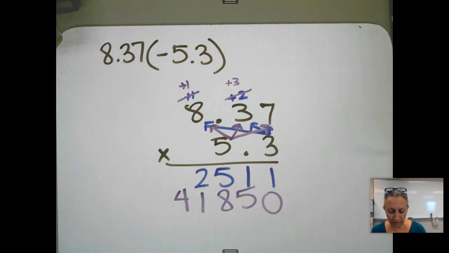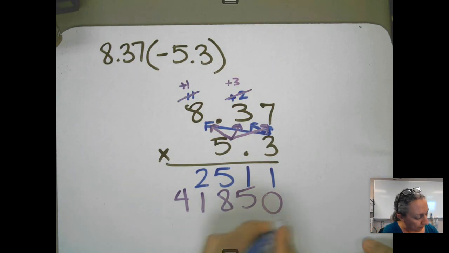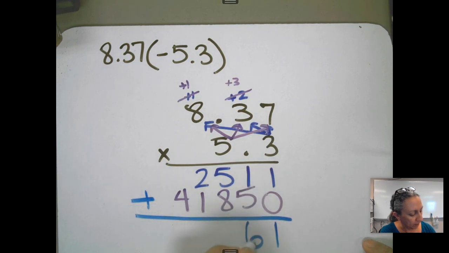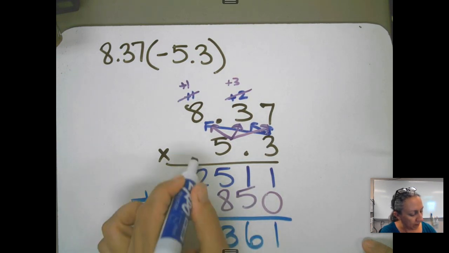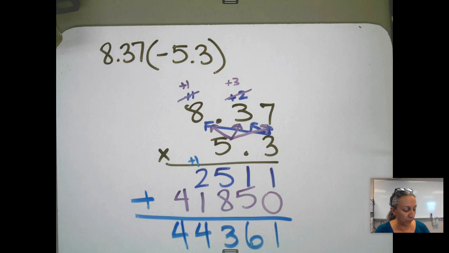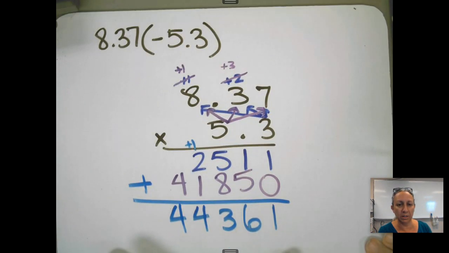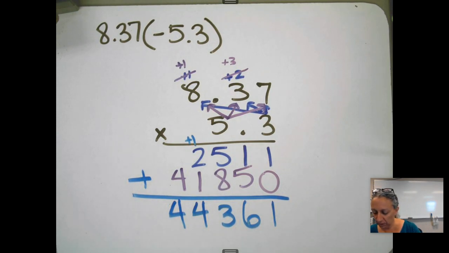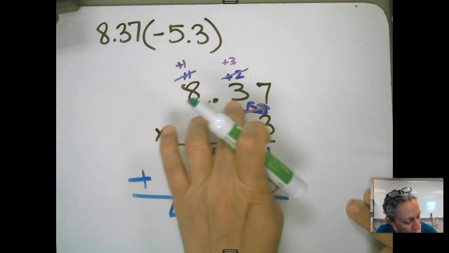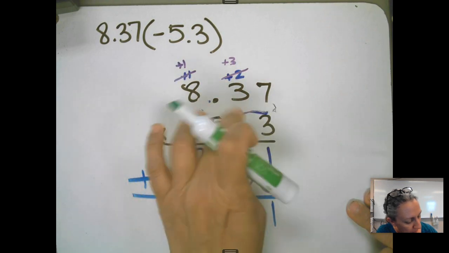Now I have to put this all together. Let me get a different color. Put this all together. 1, 6, 13, 3, 4, and 4. Now it might look like my answer is 44,361, but I can't forget about my decimal places. Let me move that up a little bit. So the easiest way that I can come up with, if I kind of erase these little arrows I drew in here to show you what I was doing.